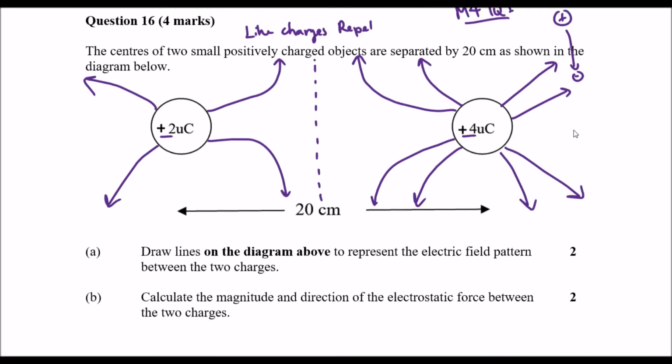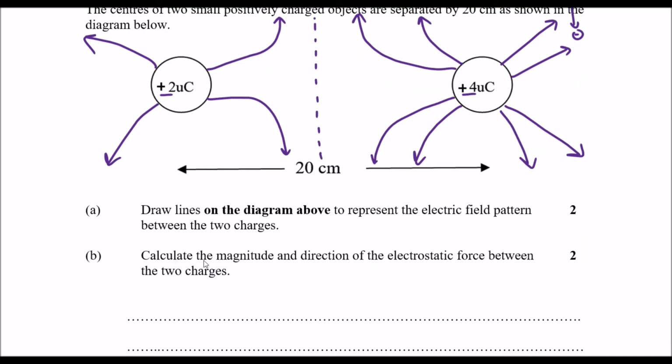Moving on to question B. It says we need to calculate the magnitude and direction of the electrostatic force between the two charges. So the formula that I'm going to use is F equals 1 over 4 pi epsilon naught, Q1 Q2 over r squared.